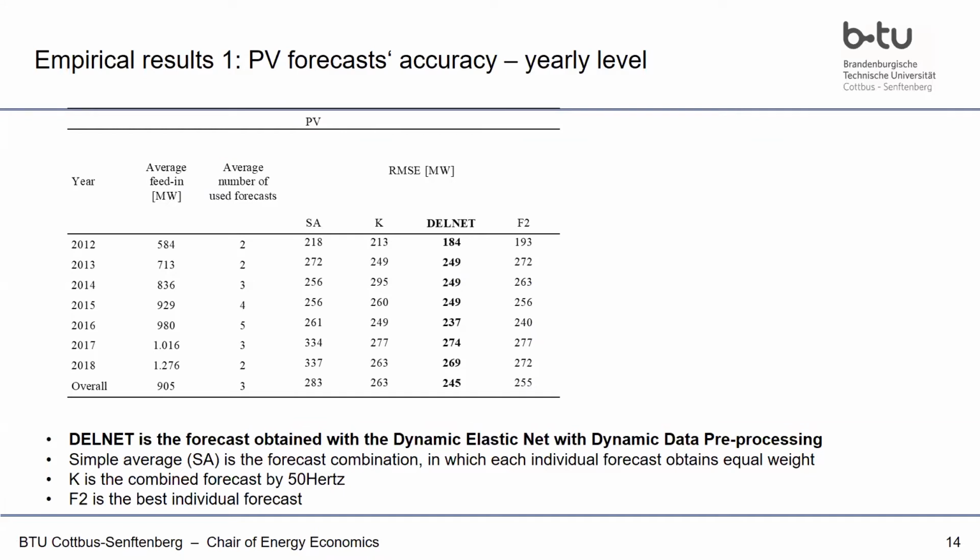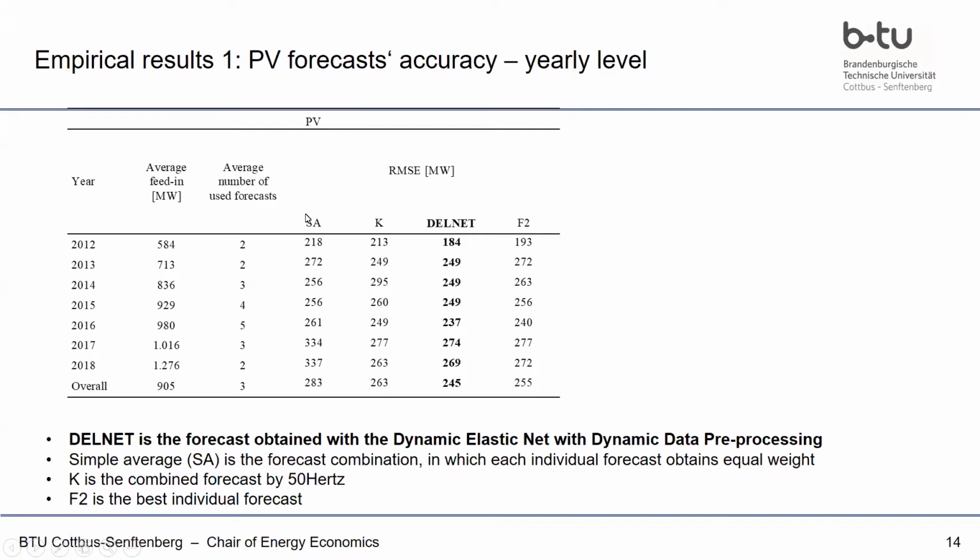And now we arrive at the empirical results. So here we have the forecast accuracy at the yearly level for the photovoltaic forecasts for the years 2012 to 2018. The table also includes the average feed-in in megawatt, as well as the average number of used forecasts in the combination. So here delnet is the meta forecast obtained with the dynamic elastic net method with dynamic data pre-processing.